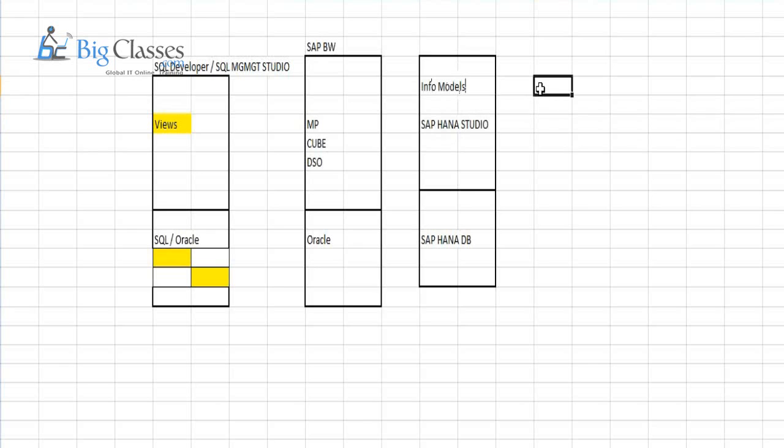So these information models, in other terms, are called attribute views, analytical views, and calculation views, right? These are the three different types of views that we create in SAP HANA Studio, and then we create different kinds of calculations.